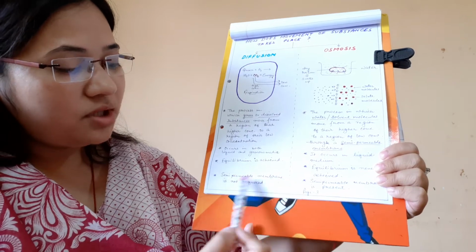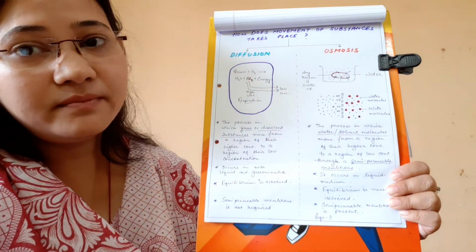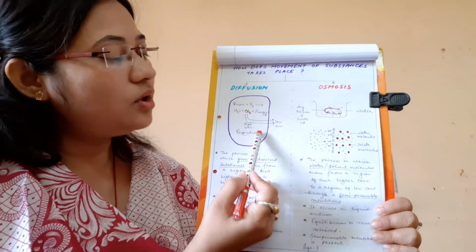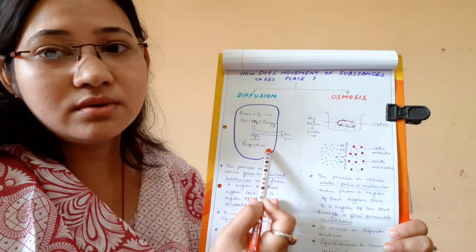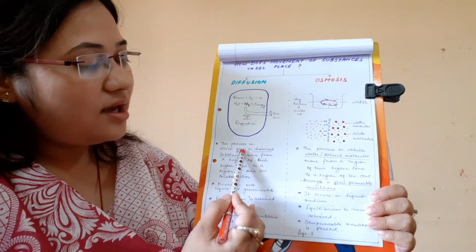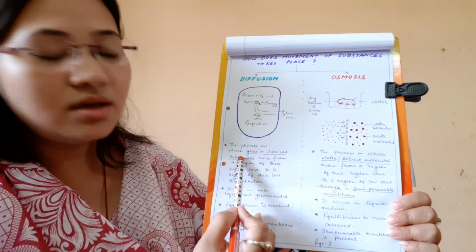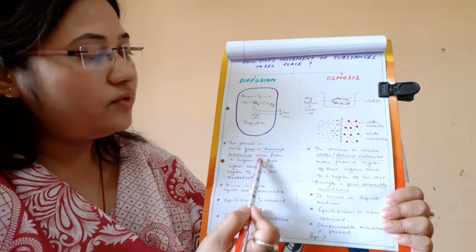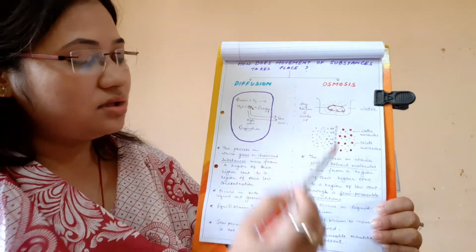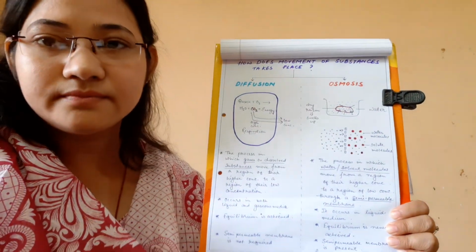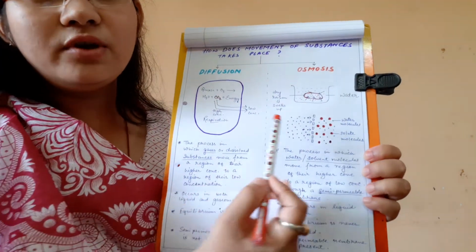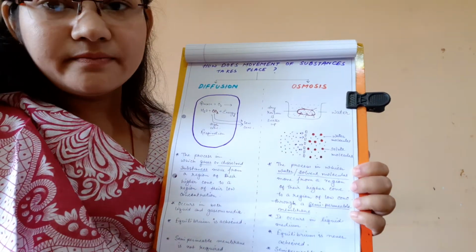And semi-permeable membrane is not required here. Semi-permeable membrane may be present, may not be present, but the molecules are free to move in and out. So that is diffusion. Once again, the process in which gases or dissolved substances move from a region of their high concentration to a region of their low concentration is known as diffusion. Let us see how the process of diffusion is different from that of osmosis.